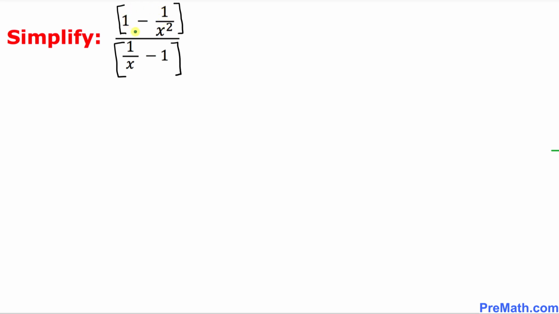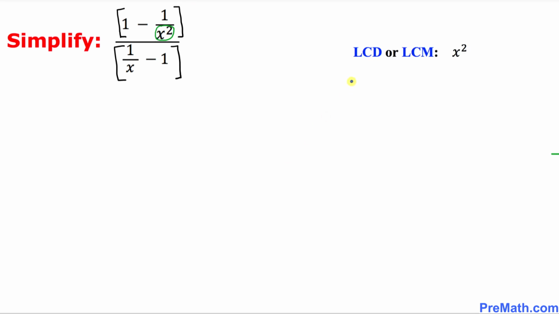So let's look at the top part on this one. As we can see, the denominator is x squared. So that means the least common denominator, or sometimes we call it least common multiple, for this top part is going to be x squared. Now let's focus on the bottom part. Over here you can see our denominator is x. So the least common denominator of this bottom part turns out to be x.